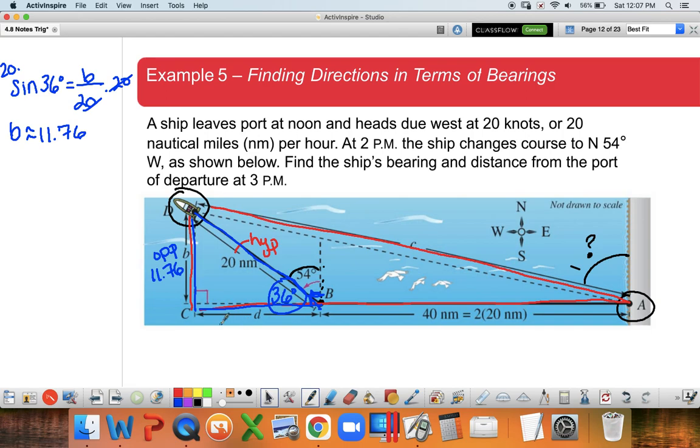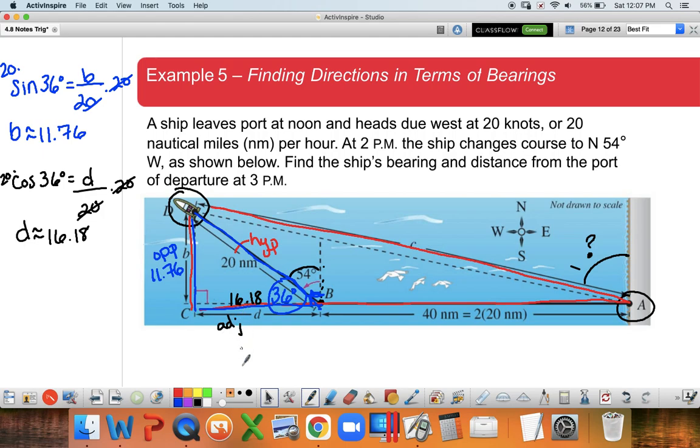Now let's figure out the D value. I want adjacent, I have hypotenuse, so I'm going to use cosine. So I get the cosine of 36 is D over 20. Again, multiply both sides by 20. And I get that D is approximately 16.18. So that down here is 16.18. Okay. Now let's figure out our C value.